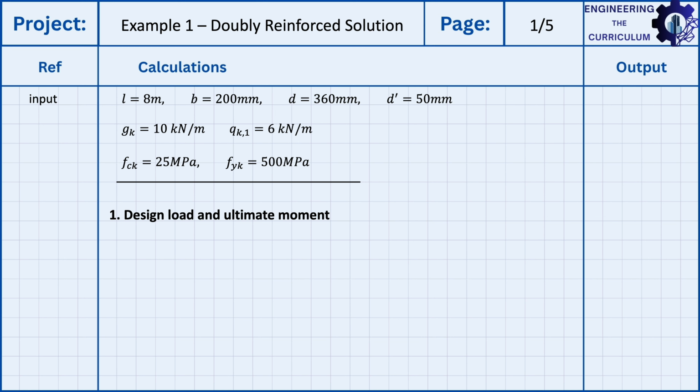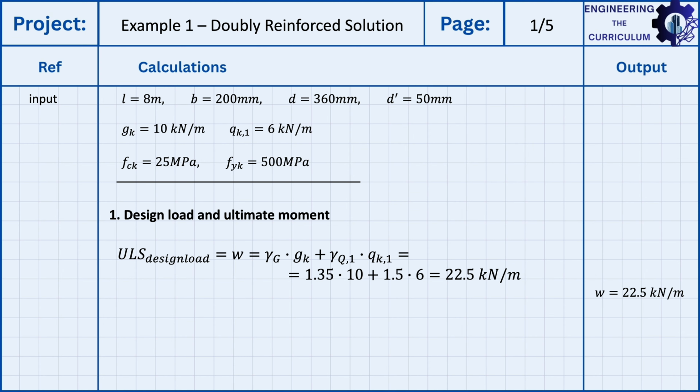And we'll start now by finding the design load and ultimate moment. So the ultimate design load at the serviceability state is W, which equals the safety factor for permanent loads, which is 1.35, times the permanent load, which was given as 10, plus 1.5, which is the partial safety factor for variable loads, times the variable load, 6. And that gives us a UDL of 22.5 kilonewtons per meter.